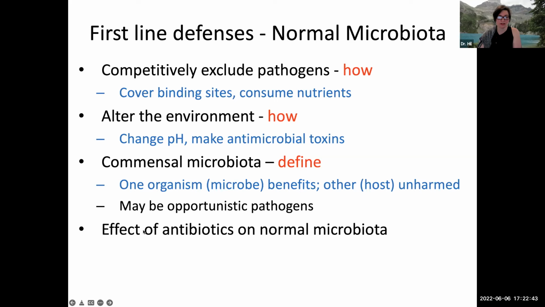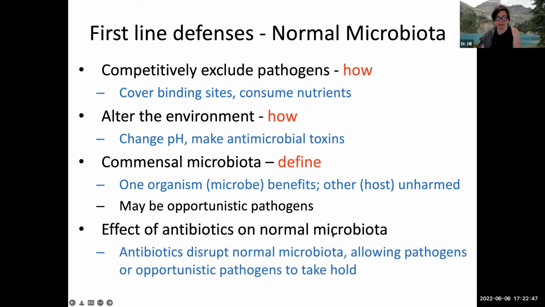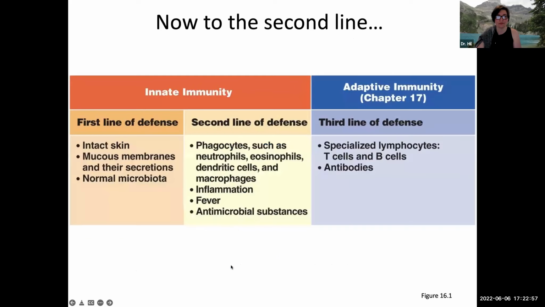Furthermore, we want to remind ourselves of the effect of antibiotics. By depleting our normal microbiota population, they can increase the risk of pathogens taking hold. That's how effective normal microbiota are in protecting you. So that's all the first line of defense, right? Let's talk about the second line of defense.